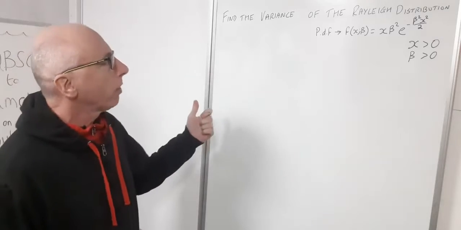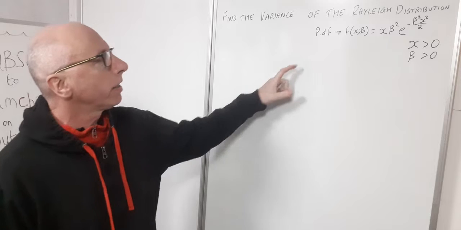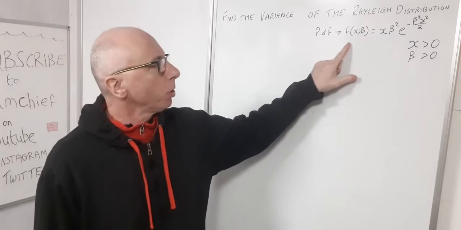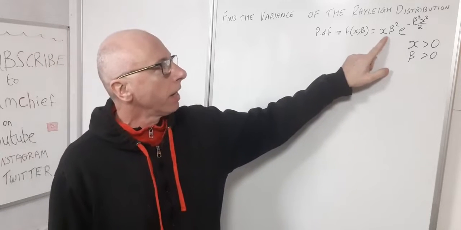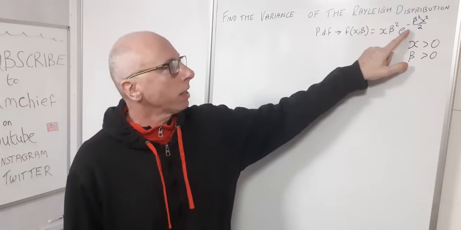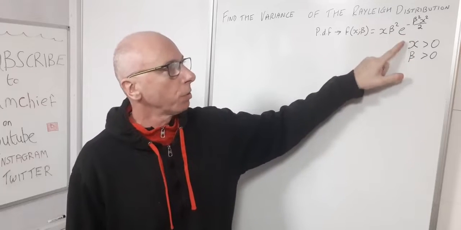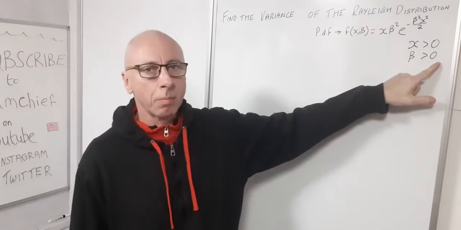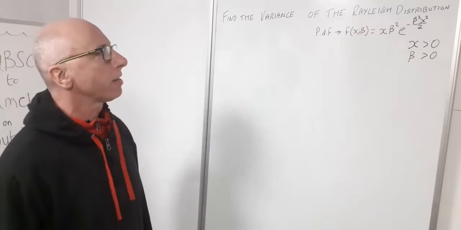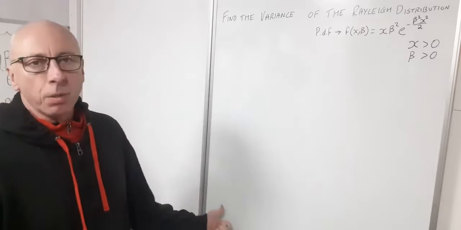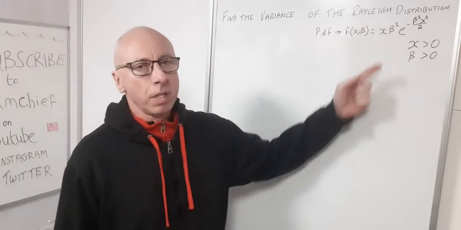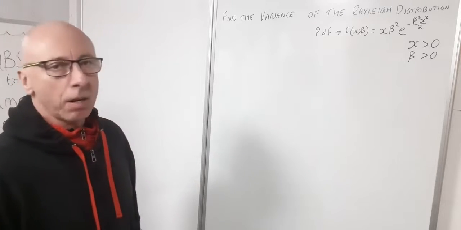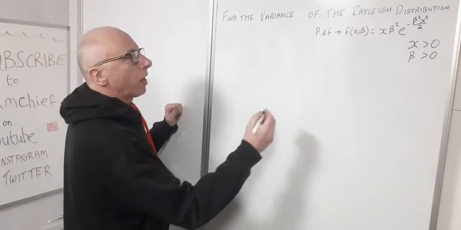So in this question we're going to calculate the variance of the Rayleigh distribution. Now the Rayleigh distribution has got this PDF here, x times beta squared e to the minus beta squared x squared over 2. And the random variable is always greater than 0, and the scale parameter is also greater than 0.